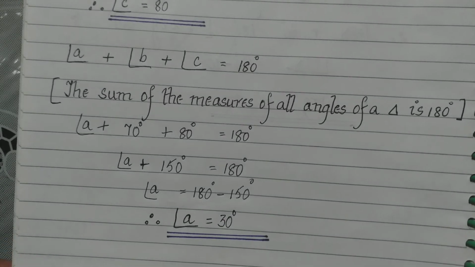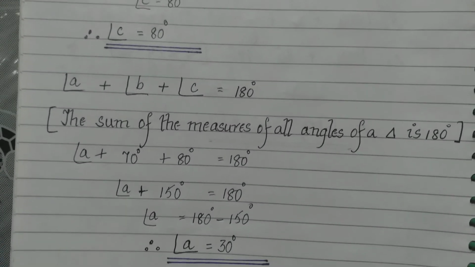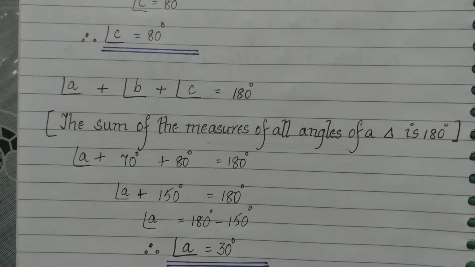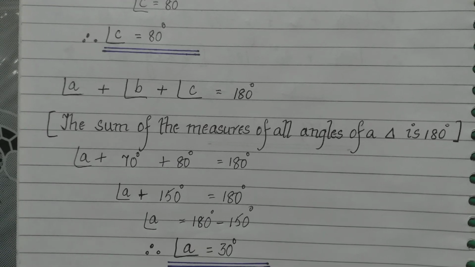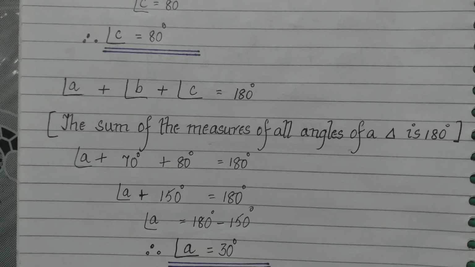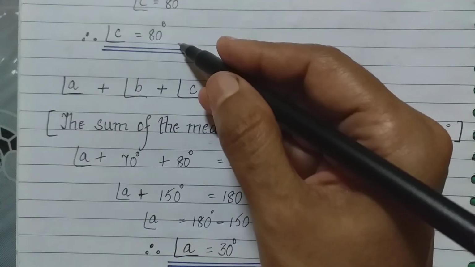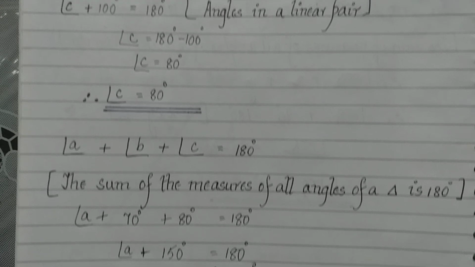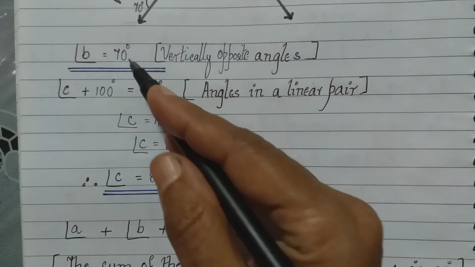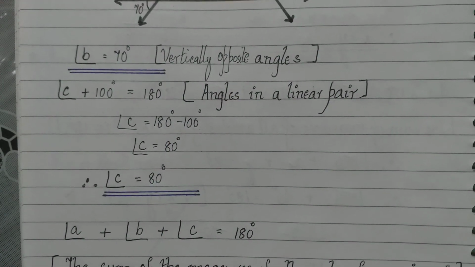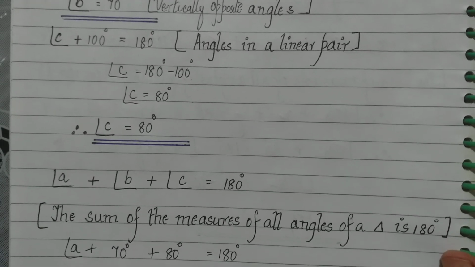Can we confirm whether the answer is right? Yes, by adding all the angles of the triangle that we have got and seeing whether the sum of the measures of the angles of the triangle is 180 degrees. 30 degrees plus 80 degrees is 110 degrees. 110 degrees plus 70 degrees is 180 degrees. Therefore, the answer is right.